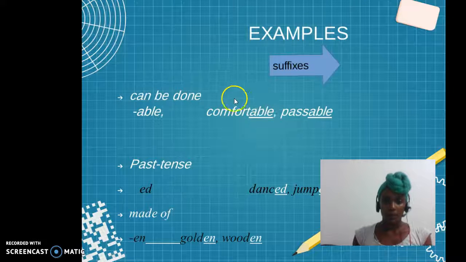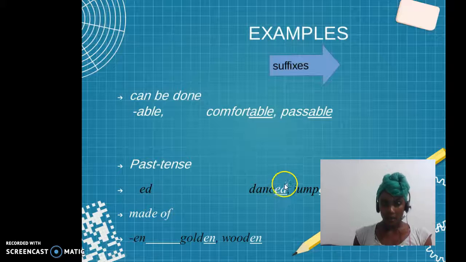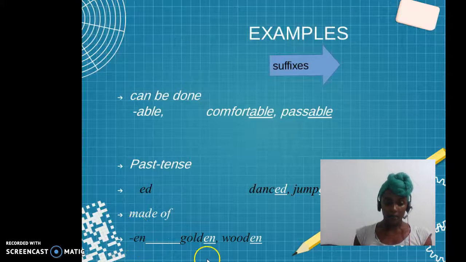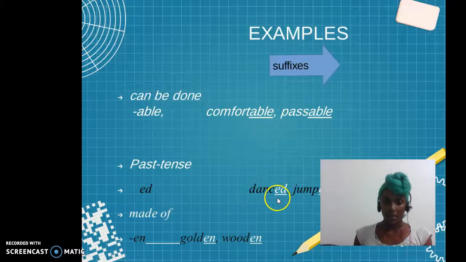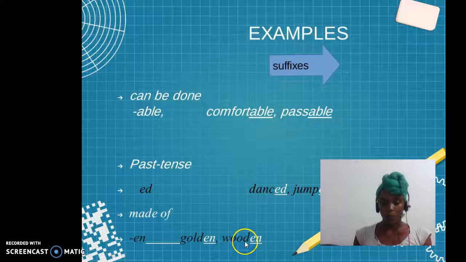And some examples of suffixes. Able is after the word. Et is after the word. And en is after the word. Comfortable, possible, danced, jump, golden, and wooden.